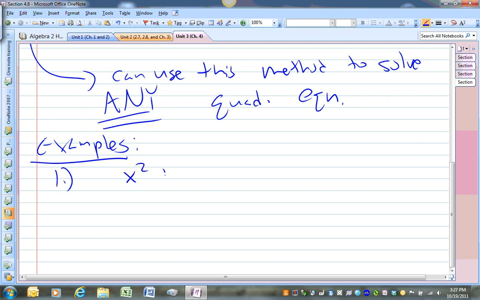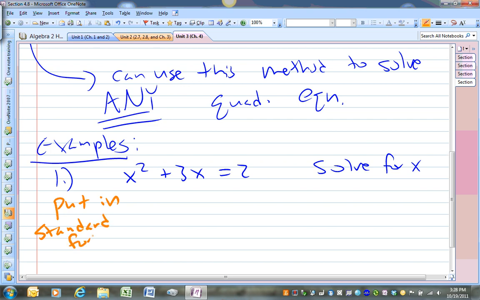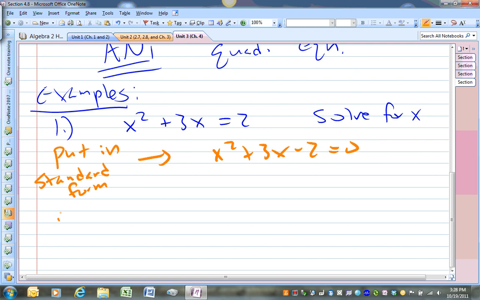Say I have x squared plus 3x equals 2. You want to solve for x. So first order of business, put it in standard form. So it's x squared plus 3x minus 2 equals 0. Next order of business is to identify a, b, and c. a equals 1, b equals 3, c equals negative 2.